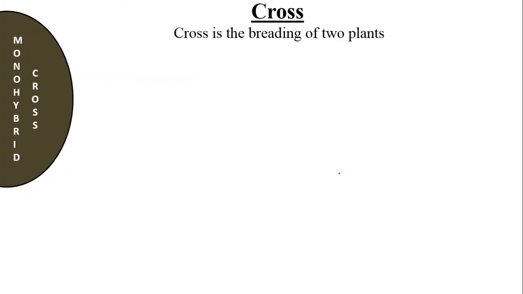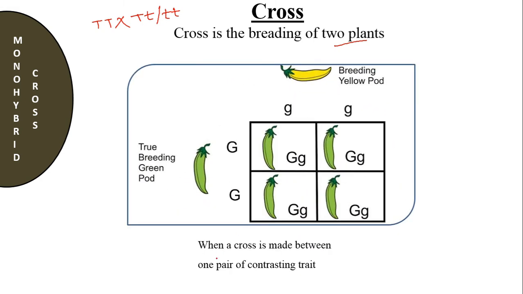So now we will proceed to the cross. Cross is a breeding of two plants. For example, if we do a cross between the plants having the trait tall with dwarf one, it will be in homozygous or heterozygous condition. So a cross is made between one, two or more than two traits. First one is monohybrid cross. So when a cross is made between one pair of contrasting characters, such type of cross is known as monohybrid cross.